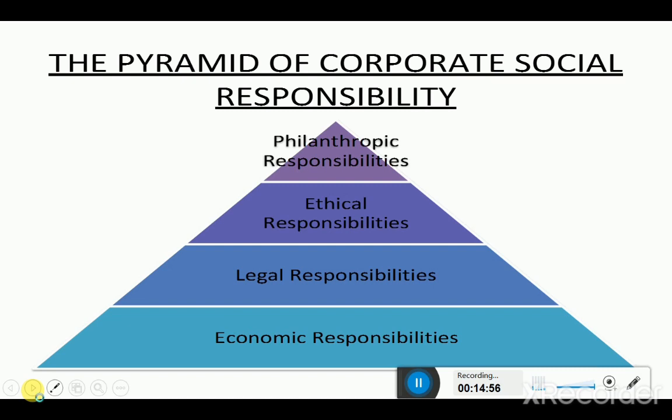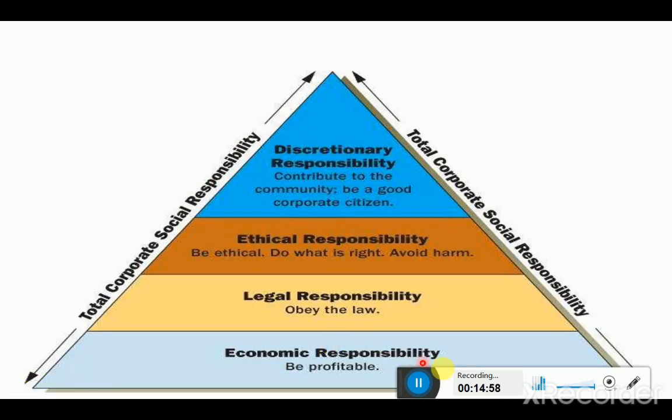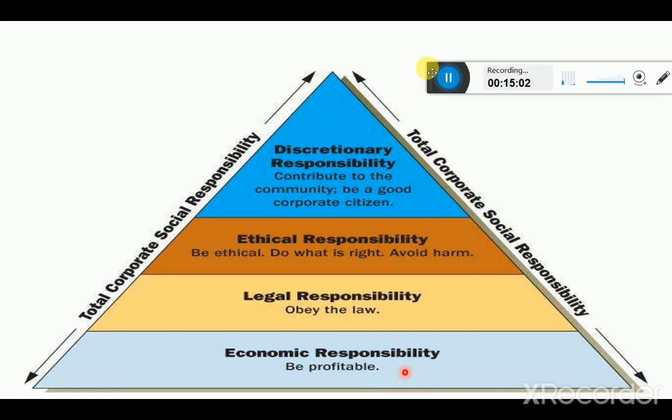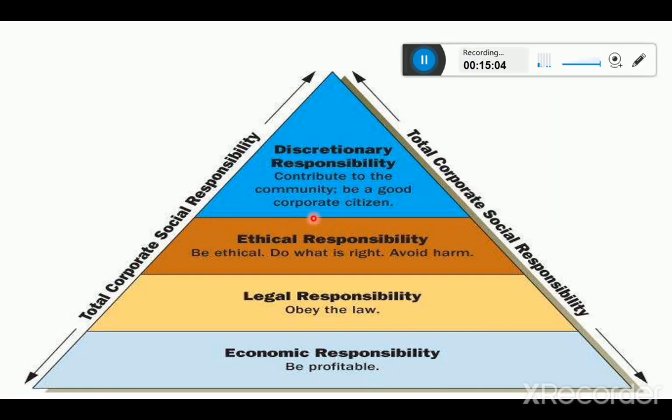Each responsibility is a layer of the pyramid. They basically form a pyramid, or you can say a triangle. This triangle is simply known as the CSR pyramid.